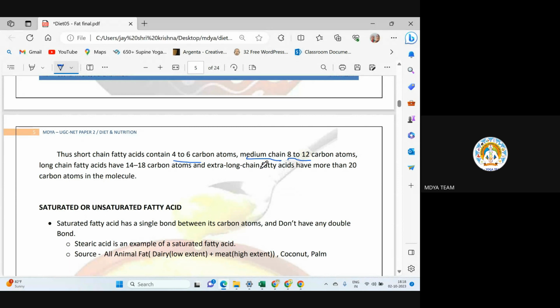Similarly, if there are 14 to 18 carbon atoms, then the chain will be long chain, and more than 20, then it would be an extra long chain fatty acid. So this is very simple: the number of carbon atoms decides whether the chain is short chain or long chain.